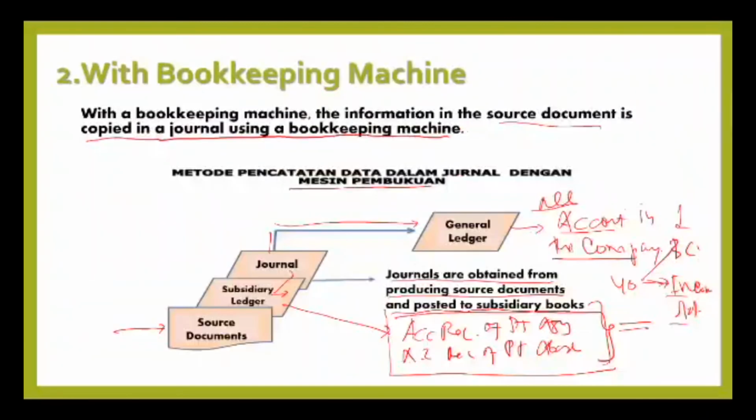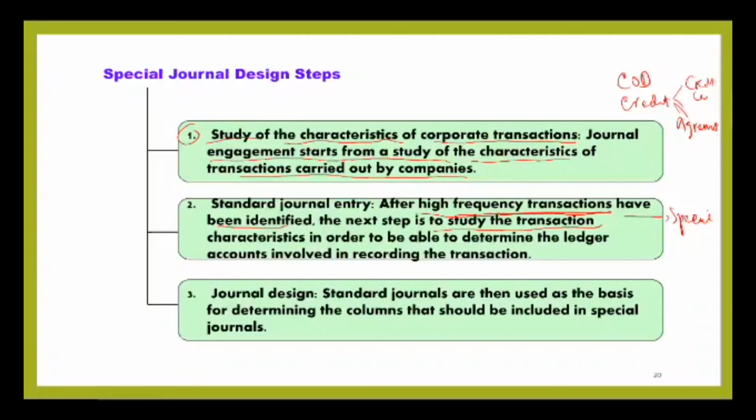And then after you know how frequent the transactions would be, you have to design the journal. The standard journal is based on the columns that should be included in the special journal. So the standard columns should be the date, and then a description, and then the evidence number, and then the account number. Each journal has to have this.